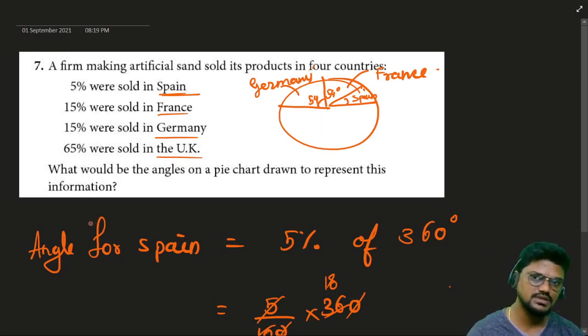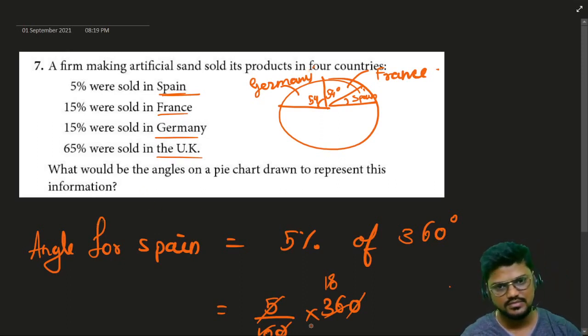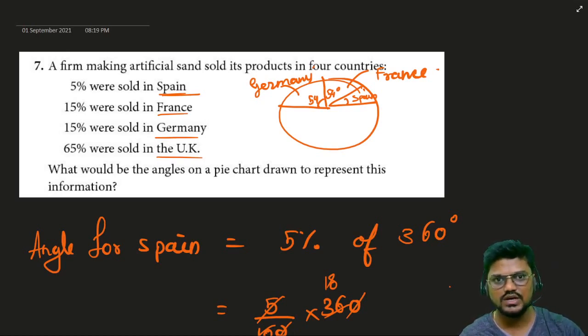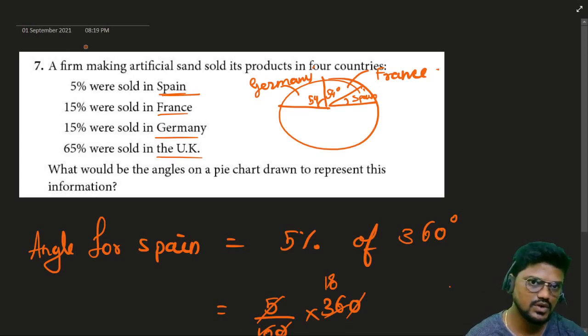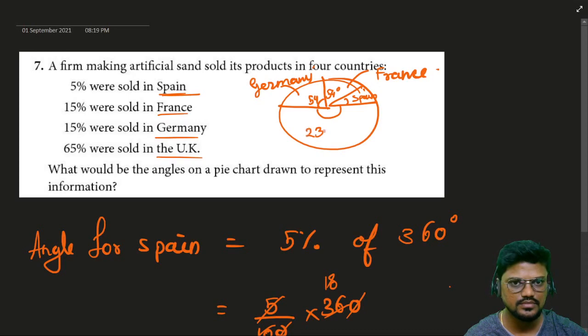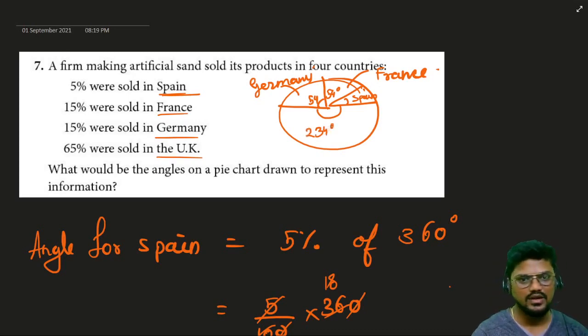Now 65% of 360. That is 360 into 0.65. That gives you 234. Got it? So that will be 234 degree. This is how you have to draw the pie chart for this question. Now we'll go to the next question.